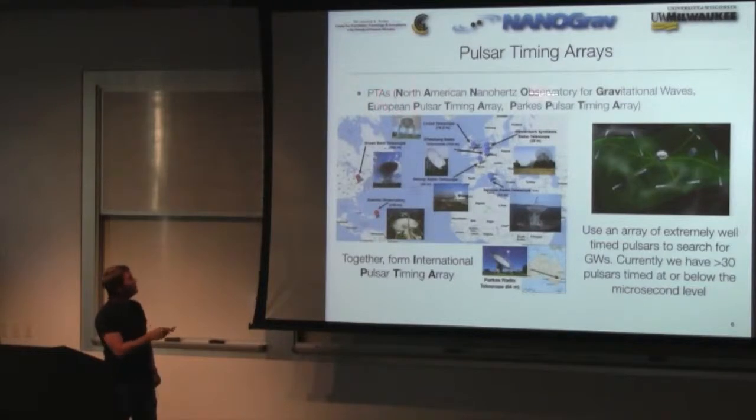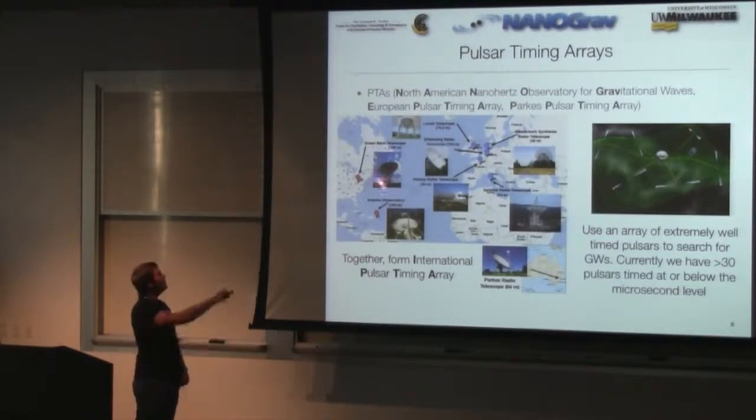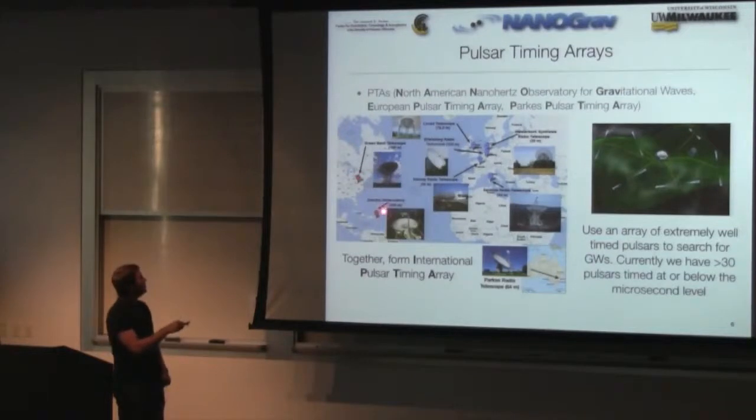As I mentioned before, we have NANOGrav, which is the North American group. There's the EPTA, the European Pulsar Timing Array. The North American group uses the Green Bank Telescope in West Virginia and the Arecibo Telescope in Puerto Rico. The EPTA uses a slew of telescopes all throughout Europe. And finally, the Parkes Pulsar Timing Array in Australia uses the Parkes Radio Telescope close to Sydney.